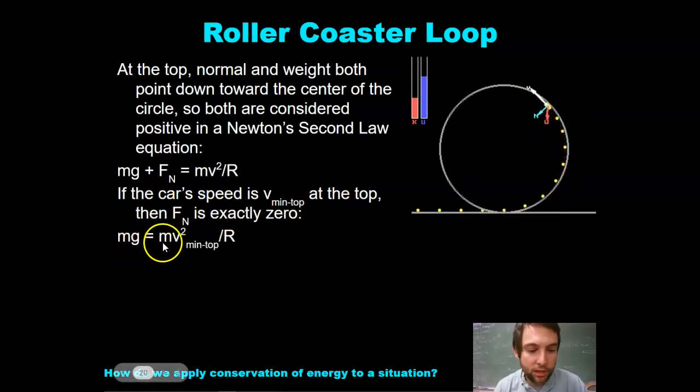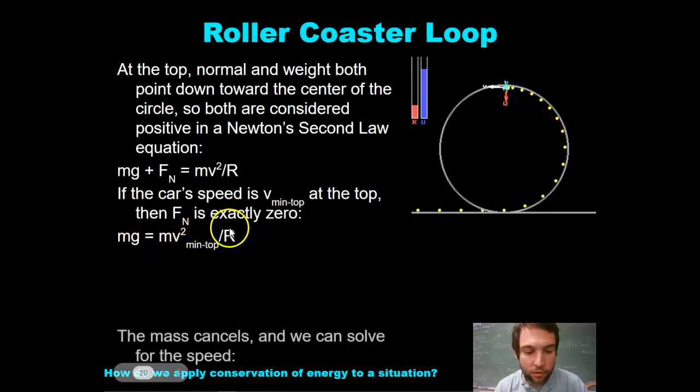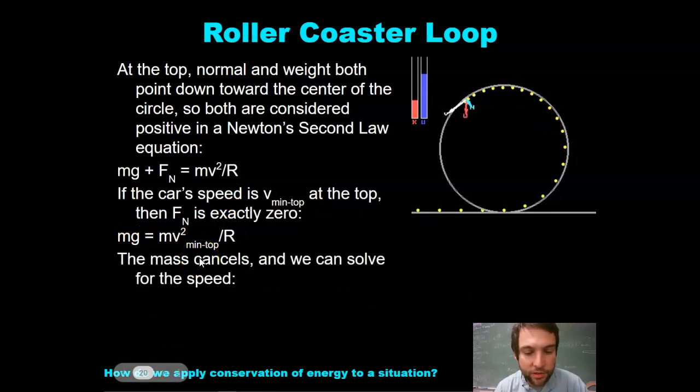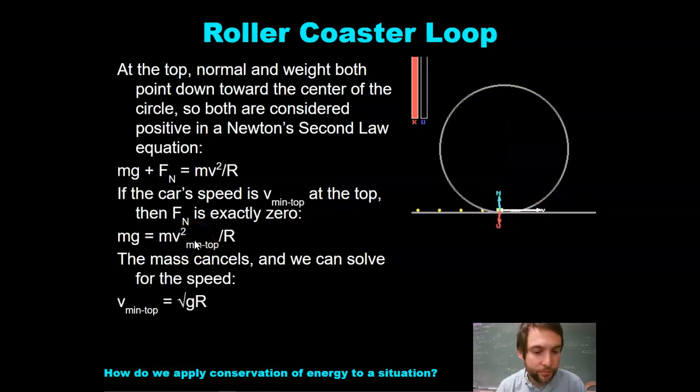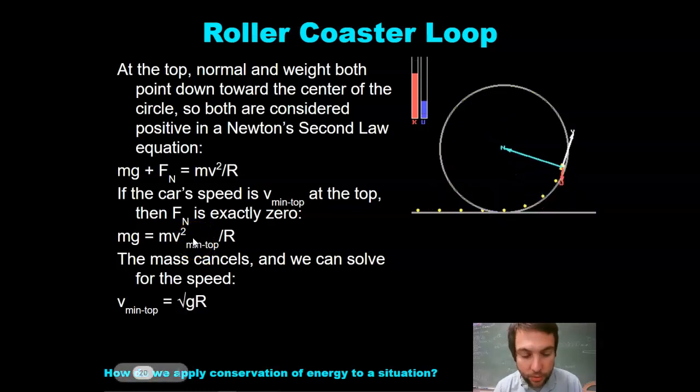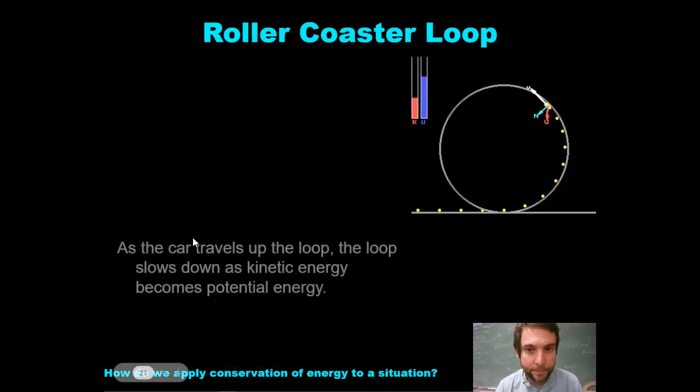So mg equals mv squared over r. The mass cancels out and we can solve for speed, and we get v equals square root of g times r. I don't know if you remember, but that is the exact same process that we've looked at before.